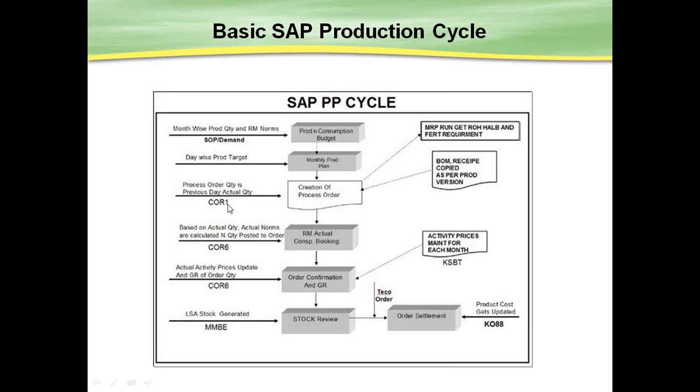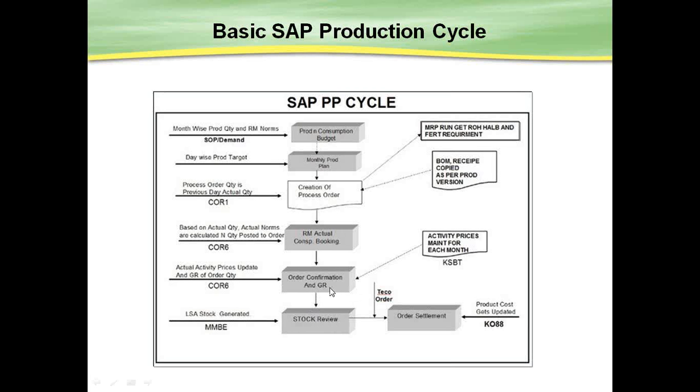These are all COR1, COR6, your T codes for SAP. Based on actual quantity and actual norm, the raw material consumption will be booked. Then in COR6, in the same T code, we will confirm the production. The final production or goods receipt will be taken at your last operation. And the last thing is stock review.